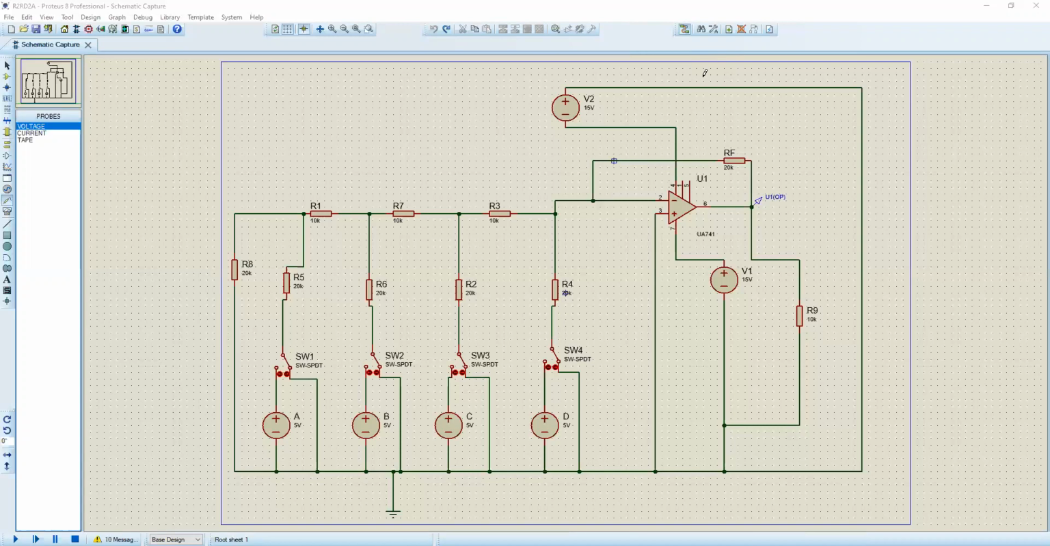We have used an op-amp. Op-amp has two inputs. The positive input is connected to the ground, and the negative input is connected to the R2R branch. We also have a feedback resistor that is connected between the negative input and the output node, that is node 6. Also, the op-amp is connected to the positive bias plus 15 volt and negative bias minus 15 volt. So now let's start the simulation.